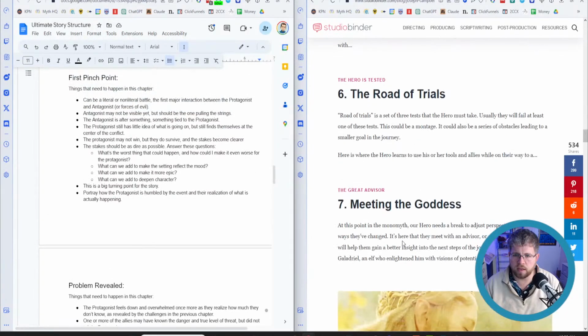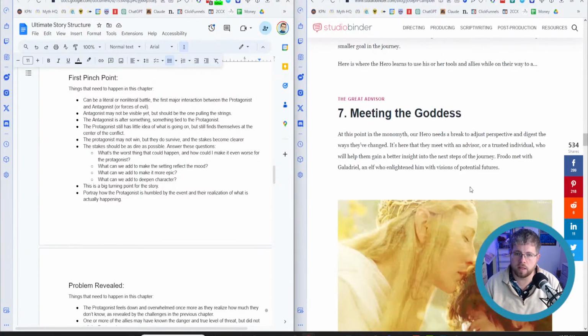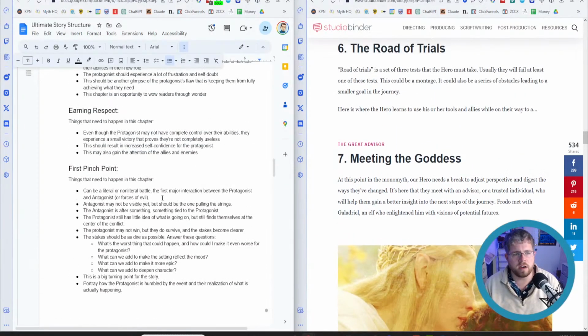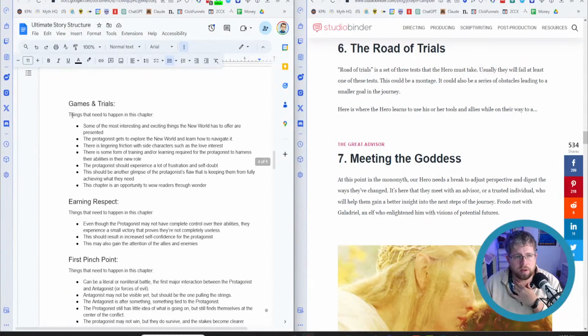The Road of Trials is a set of 3 tests that the hero must take. Usually they will fail at least one of these tests. This could be a montage. It could also be a series of obstacles leading to a smaller goal in the journey. Here's where the hero learns to use his or her tools and allies while on their way to meeting the goddess. Interesting. Okay, so a set of 3 tests, huh? So that would probably go here under games and trials.